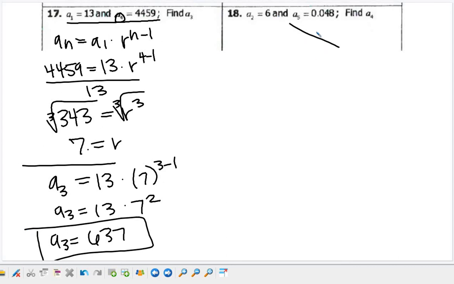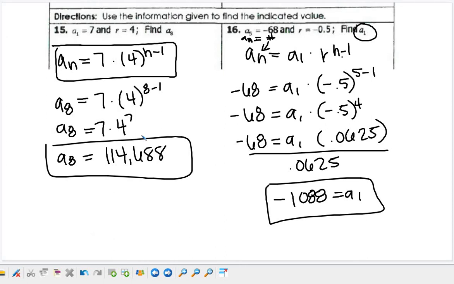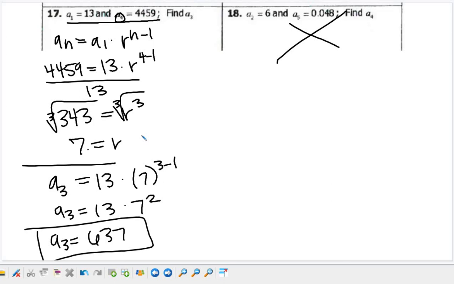Okay, we are not going to worry about 18. We're not going to work any like that. You'll be given a sub 1. You could have to find the ratio. You could have to go back to like number 16 and find a sub 1, but I'm not going to give you this information without giving you a sub 1. Okay? Or the ratio, one or the other.